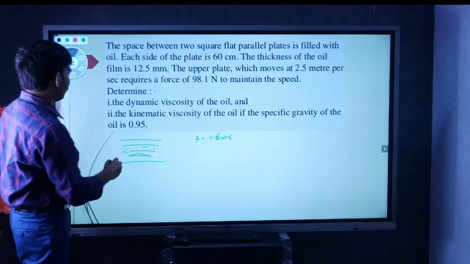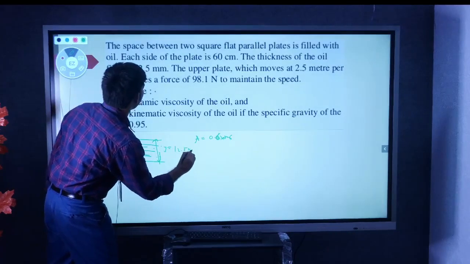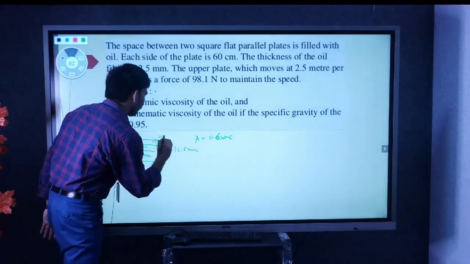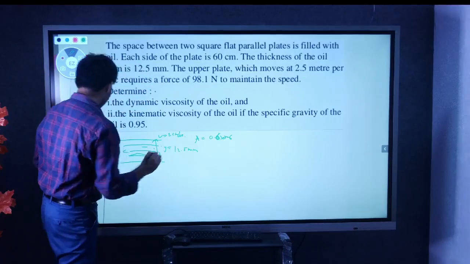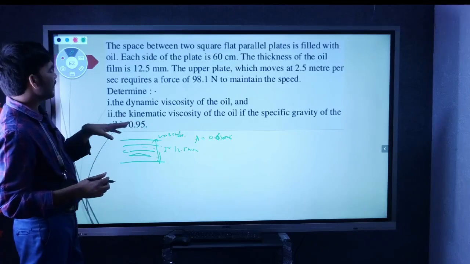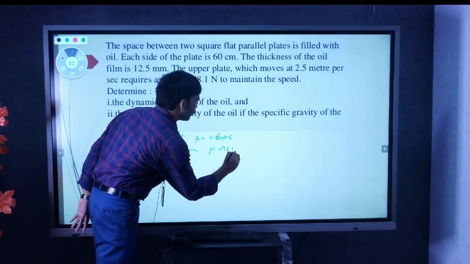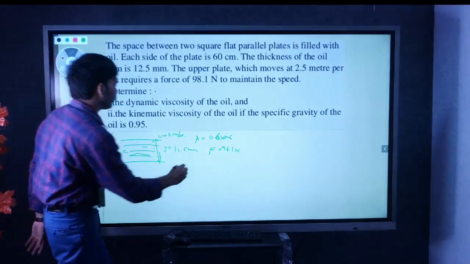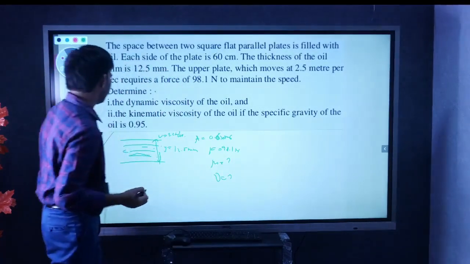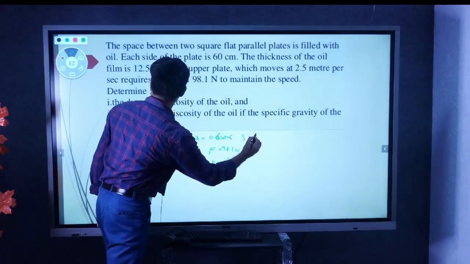The thickness of the oil film is given, that means dy is 12.5 mm. The upper plate moves at a speed of 2.5 meter per second, so the velocity is given. It requires a force of 98.1 Newton to maintain this speed, so F is given. You have to find out the dynamic viscosity and the kinematic viscosity, right? And the oil specific gravity is given: S is 0.95.